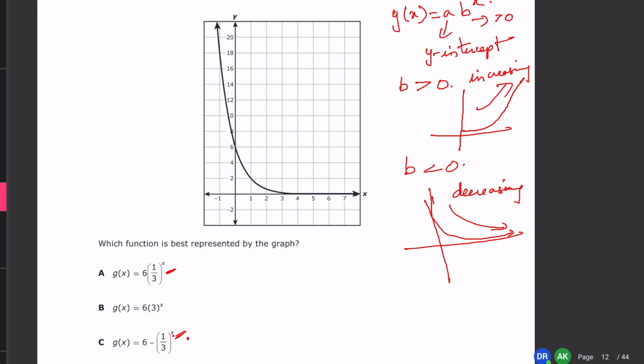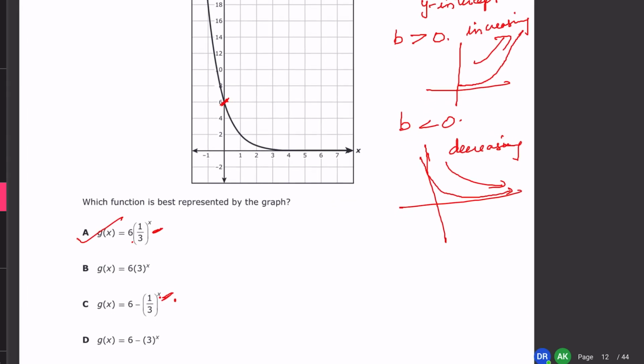In either A or C you can have the answer. So here now you can check over here what is the y-intercept. That is the a value. The y-intercept over here is 6. So in which do we have 6? Here we are having. So therefore A is the answer, because the y-intercept is 6. So for the 9th one, the answer is A.